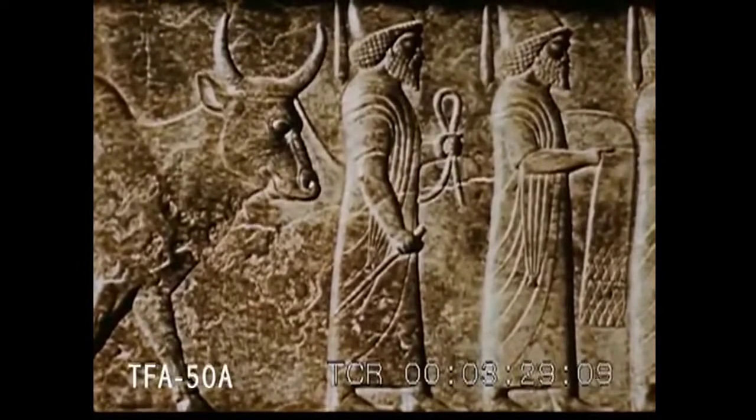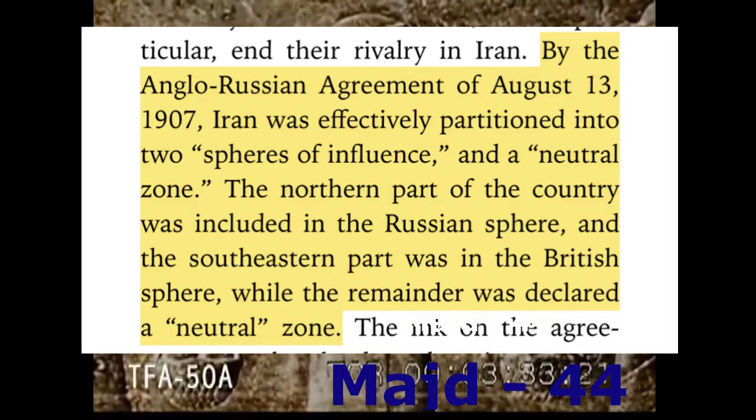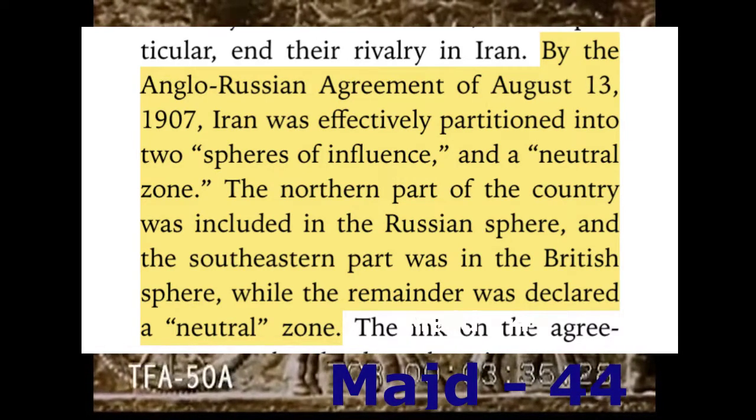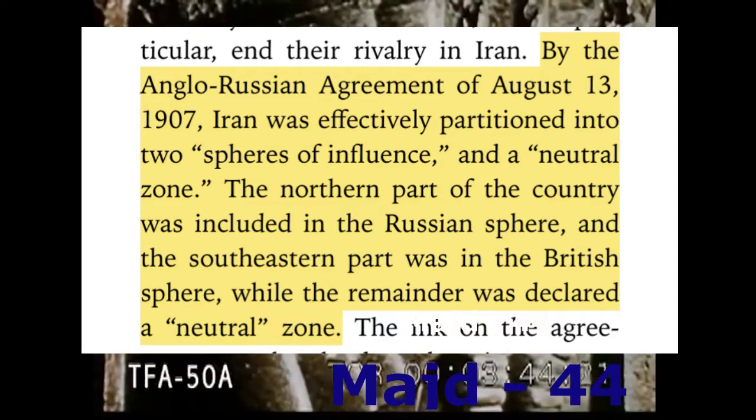By the Anglo-Russian Agreement of August 13, 1907, Iran was effectively partitioned into two spheres of influence, and a neutral zone. The northern part of the country was included in the Russian sphere, and the southeastern part was in the British sphere, while the remainder was declared a neutral zone.